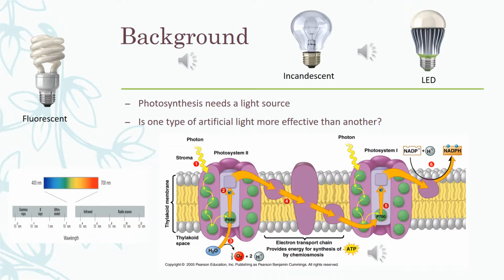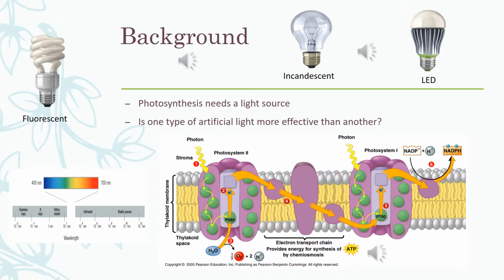Water molecules are split apart in photosystem 2 to give off oxygen and an electron. The electron is transferred to NADP+ through photosystem 1, producing NADPH. ATP is produced after photosystem 2 produces an electron gradient across the thylakoid membrane.